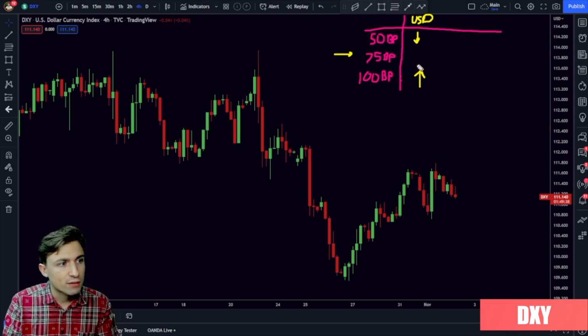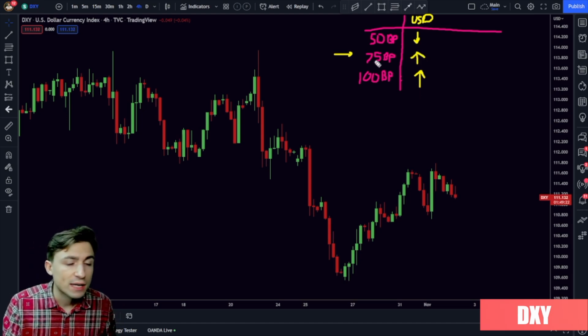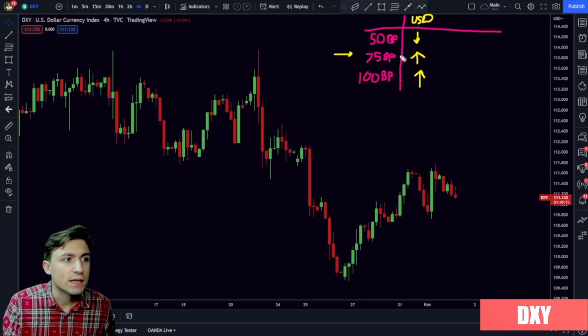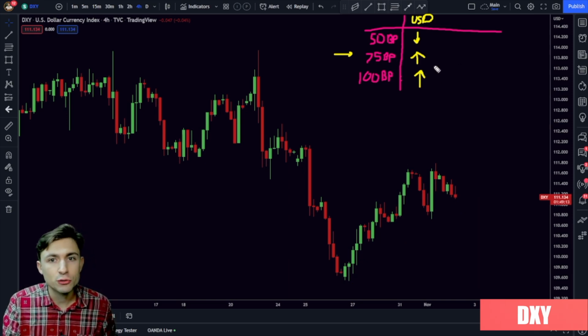Well, what about 75 basis points? What if it comes out just as expected? You might say that would just mean sideways, right? Well, in my opinion, that would actually still be dollar bullish. And here is why. The reason that just coming out as expected could still be bullish for the dollar, and hence why I'm pretty much bullish going into this release, is because a 75 basis point rate hike still shows the Fed is willing to continue to raise rates and to stay hawkish in its attempt against inflation.